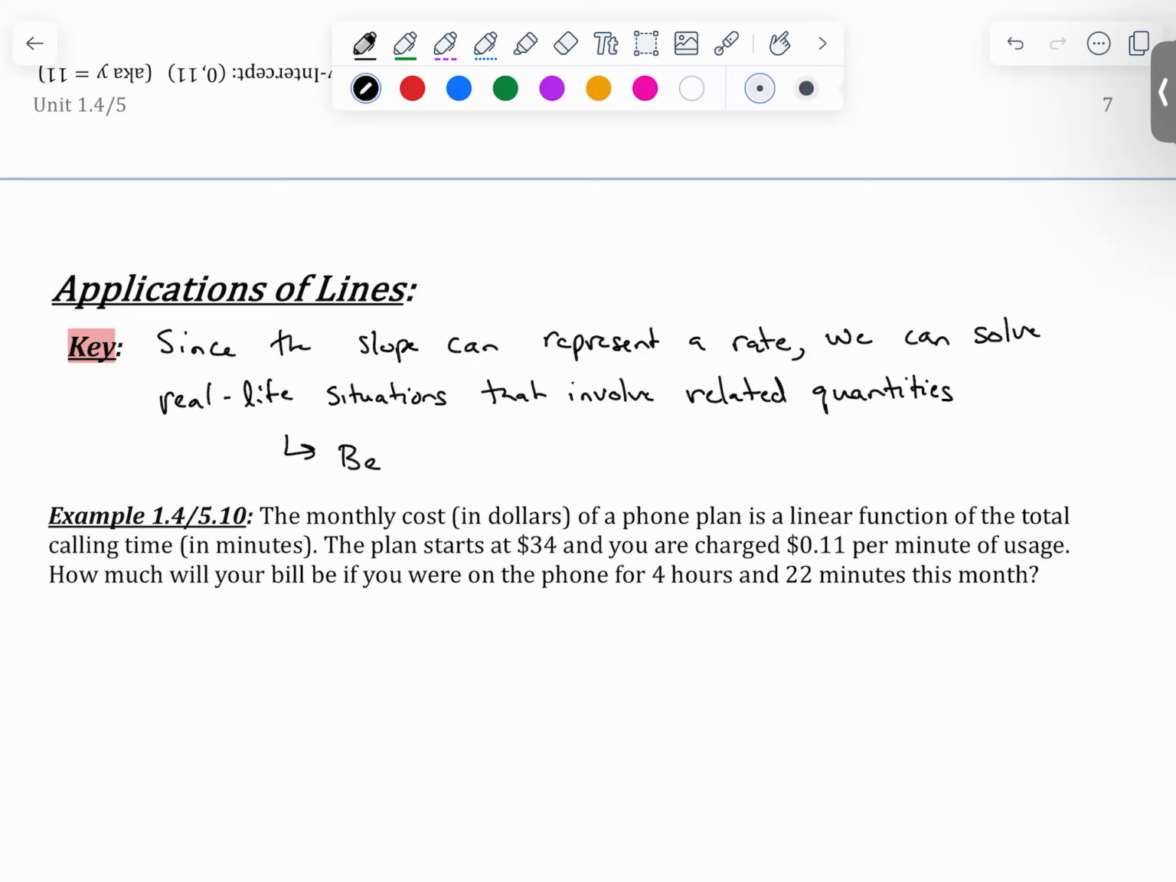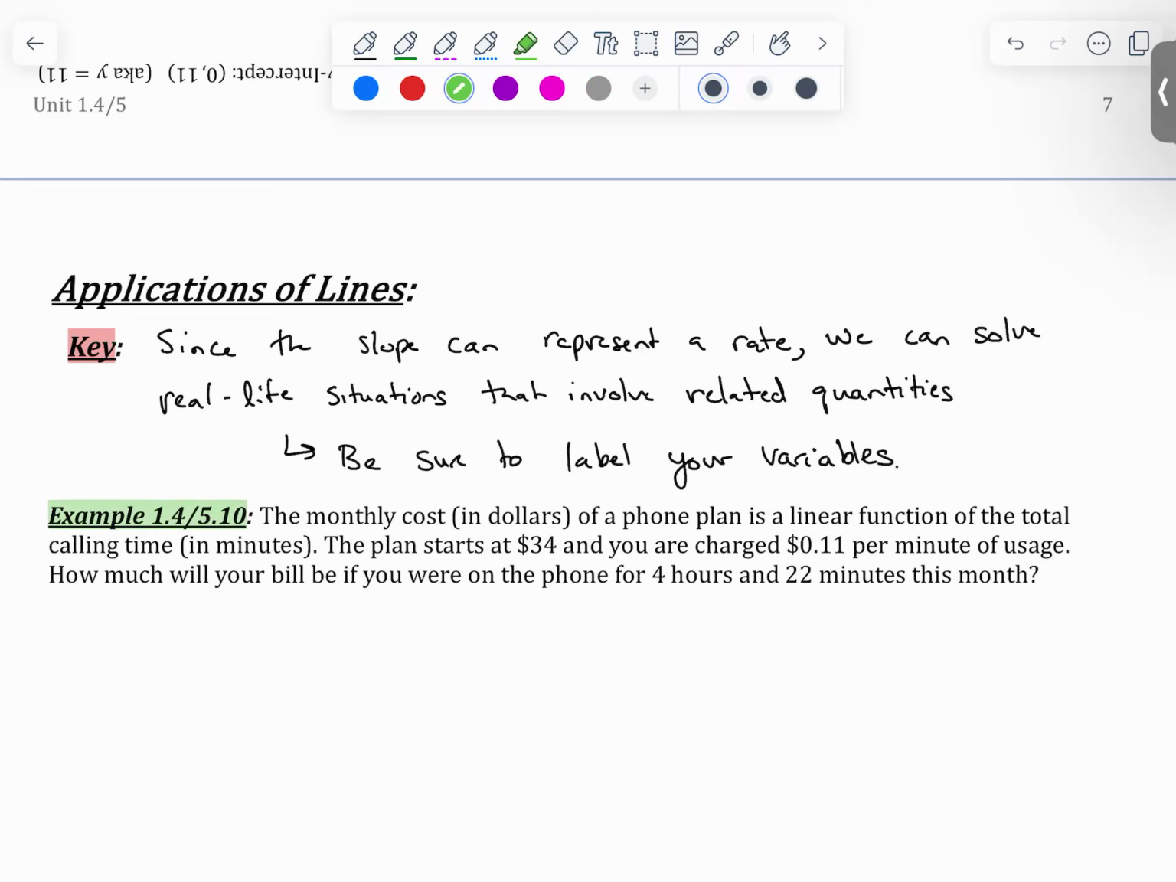Be sure to label your variables. I'm not just doing this because I want to be a stickler. It really, really helps you get things set up. It's very important. It's not just something because I want to be a stickler, I promise. So all word problems are usually best learned through examples.